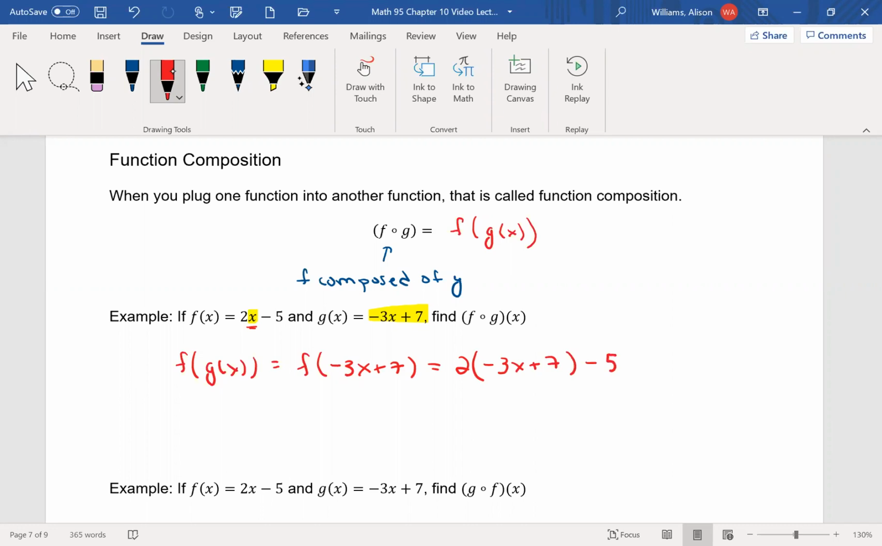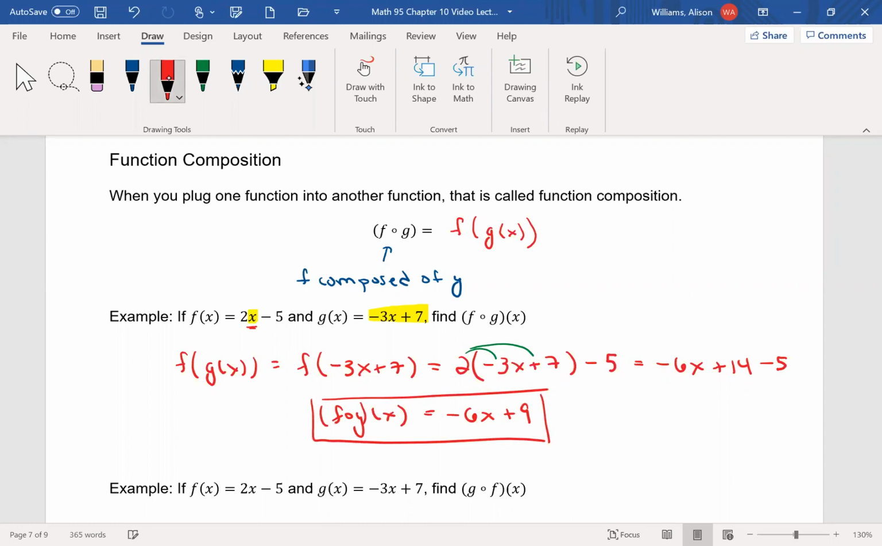And now I could do some simplifying. I can distribute the 2, and that'll be negative 6x plus 14 minus 5. And then that'll give me negative 6x plus 9. And that is f composed of g. Plugging in g into f.